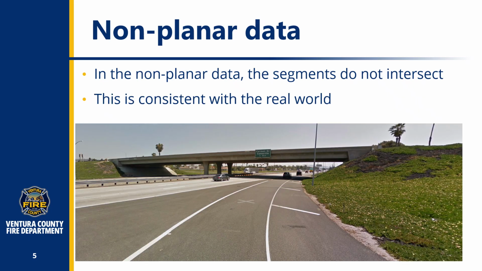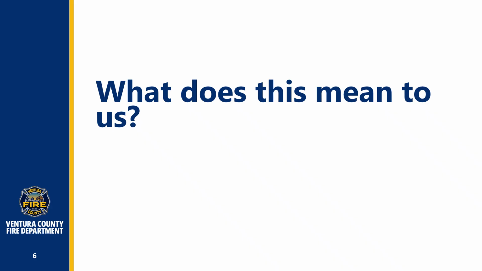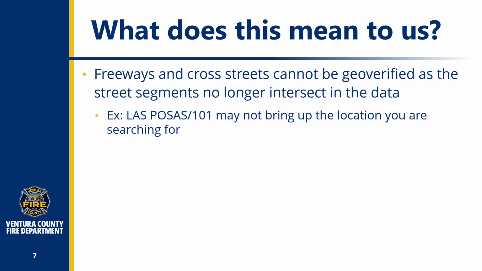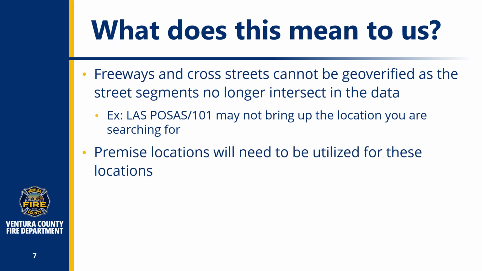And this is consistent with what's going on out there in the real world, where Las Posas goes over the freeway without any intersection between the two roadways. So what does this mean to us? Well, freeways and cross streets cannot be geo-verified the way they used to be, as the street segments no longer intersect in the data. For example, if you put Las Posas/101, you may not get the location that you're searching for to come up in the geolocator box.